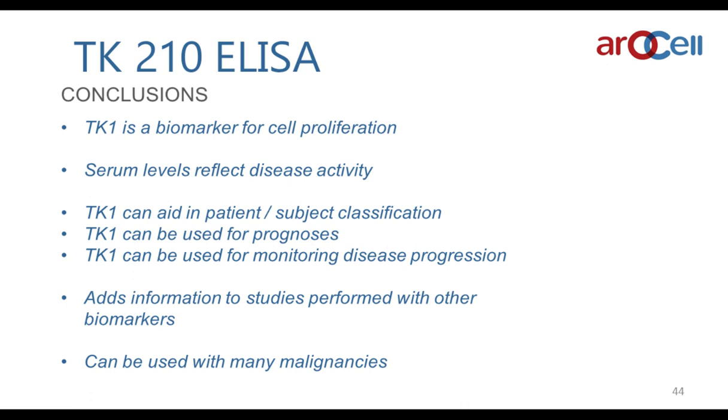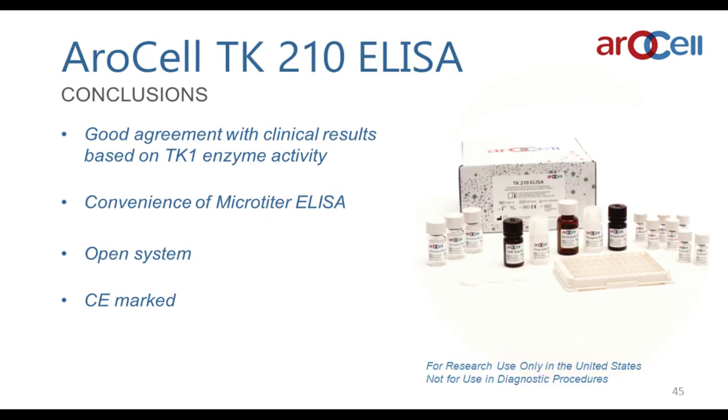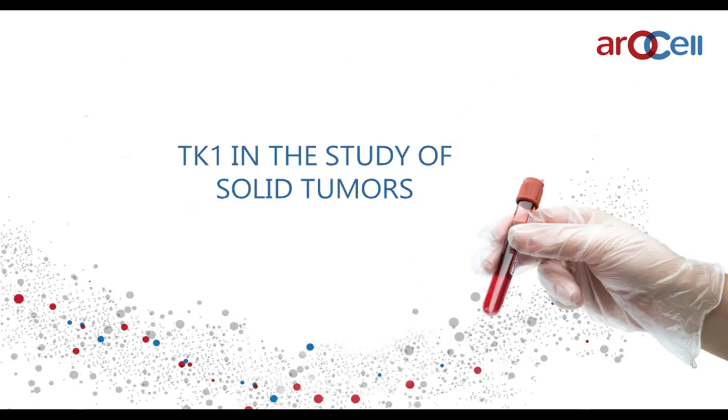So talking about the TK210 ELISA in hematological malignancies, it's a biomarker of cell proliferation. Serum levels reflect disease activity. TK1 can aid in patient subject classification. TK1 can be used for prognosis. TK1 can be used for monitoring disease progression. It adds information to studies performed with other biomarkers, and it can be used in many malignancies. It gives a good agreement with clinical results based on TK1 enzyme activity. It gives the convenience of microtiter ELISA. It's an open system, and it's CE marked.